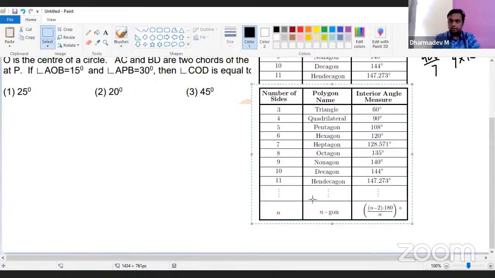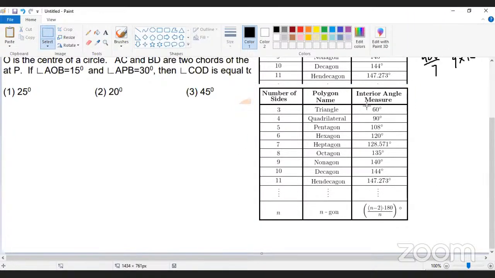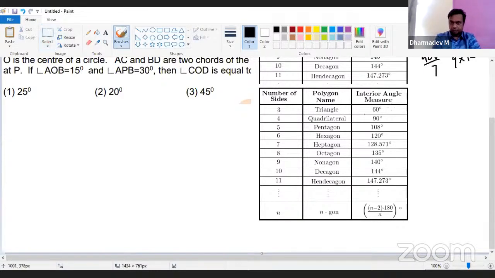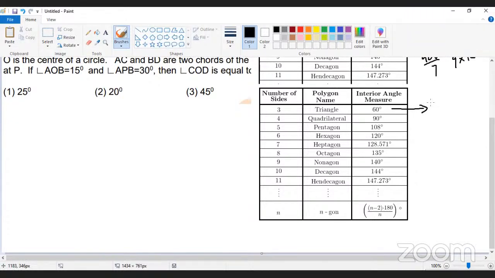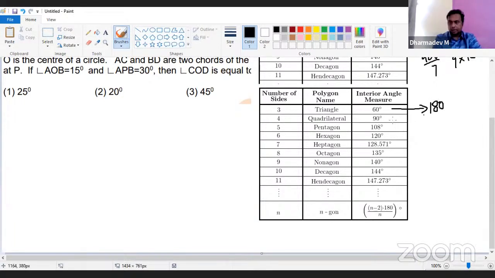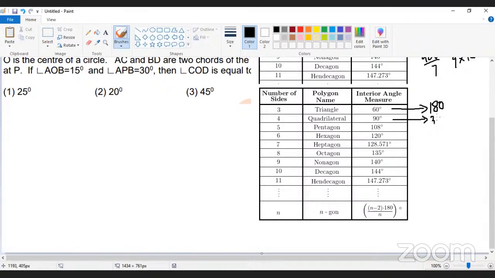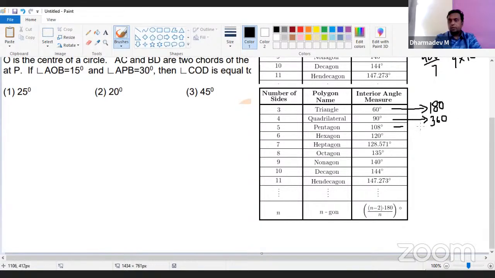Able to see the picture? Yes, sir. Okay. Now, adding the 3 angles of a triangle, what should you get? 180 degrees. Good. On a quadrilateral, adding 4 angles, what should you get? 360 degrees. Good. So the next one would be 540.